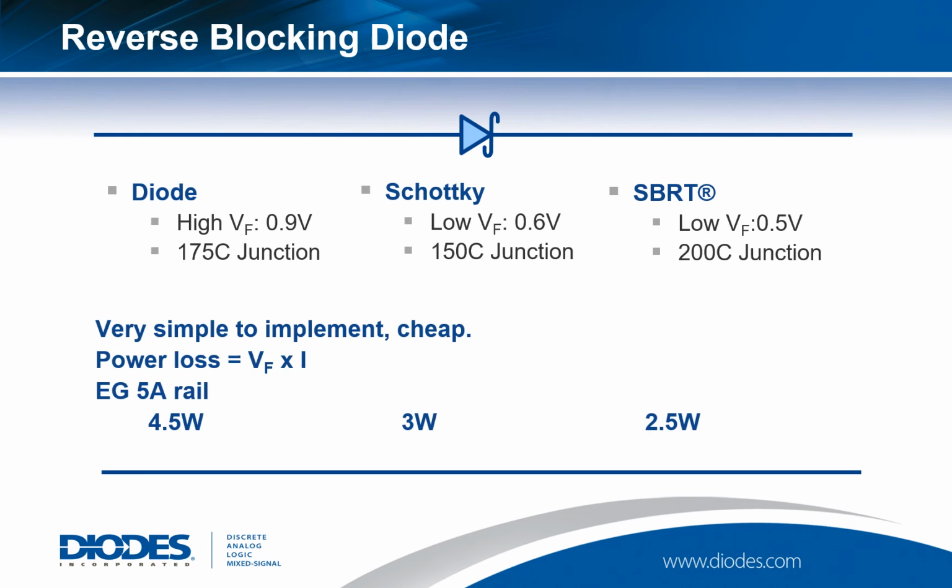If we were to consider a 5 amp rail for this, then you can see that our power losses would be as high as 4.5 watts for a standard silicon diode and down as low as 2.5 watts for an SBR device. Obviously this is a very simple solution. It's very easy to implement and it should be relatively cheap to implement.